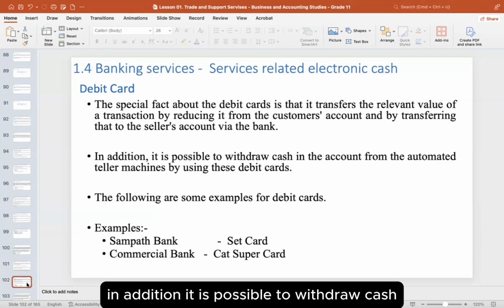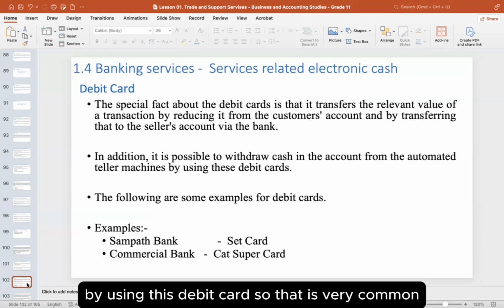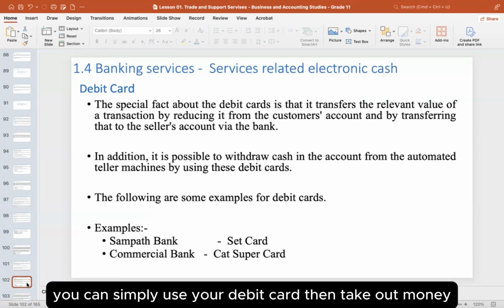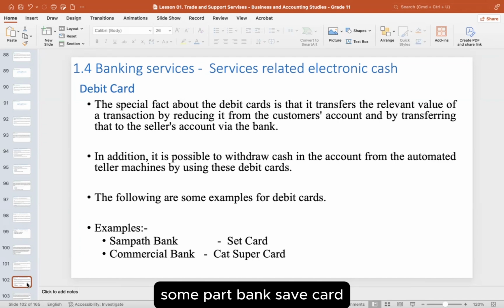Okay. In addition, it is possible to withdraw cash from the account at automated teller machines by using this debit card. So that is very common. If you want to take money, you can simply use your debit card and take out money. The following are some examples of debit cards: Sampath Bank Set Card, Commercial Bank, Cat Super Card.